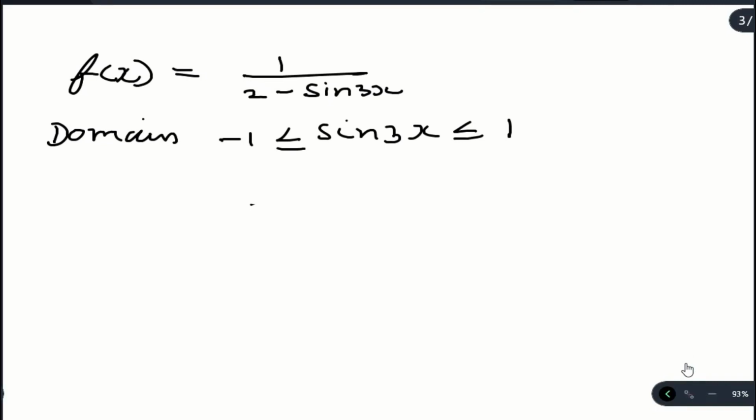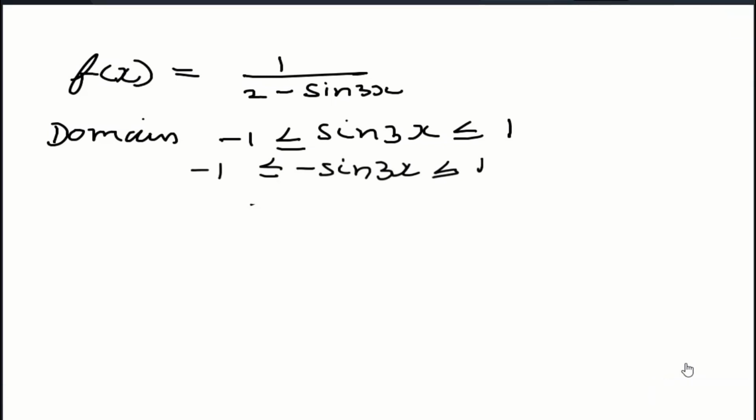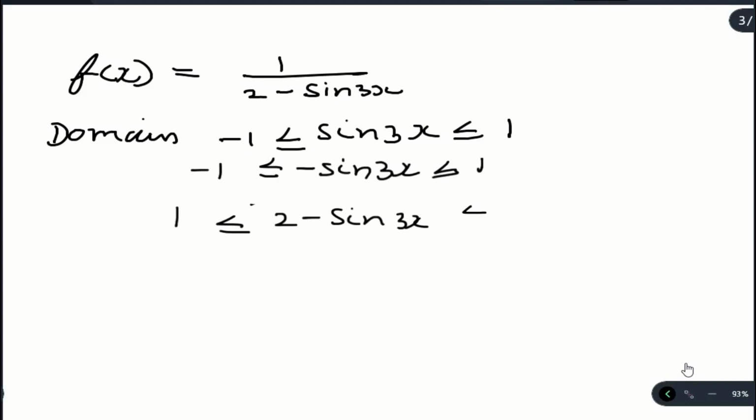But here in the sum, we have got minus sine 3x. So multiplying by a negative sign throughout, we get minus 1 lesser than or equal to minus sine 3x lesser than or equal to 1 for all real values of x. Now the denominator is 2 minus sine 3x. So adding 2 everywhere, you get 1 lesser than or equal to 2 minus sine 3x lesser than or equal to 3 for all x belonging to real numbers.